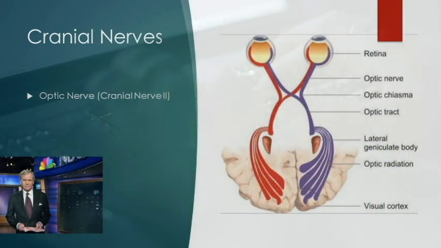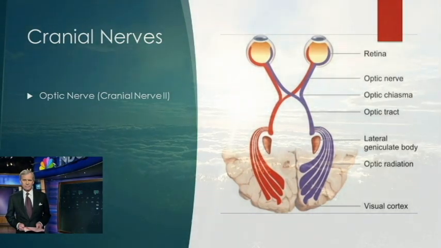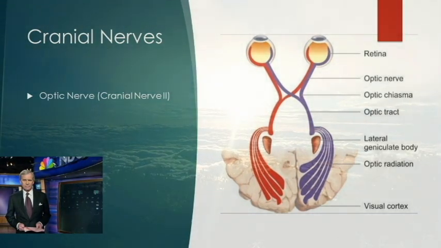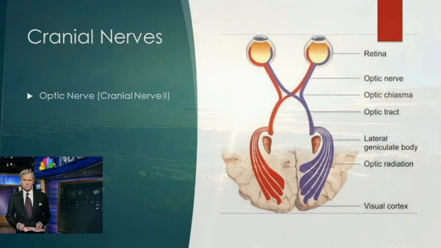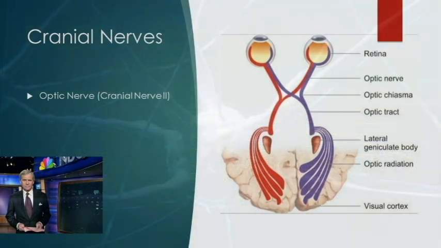Let's then take a look at the optic nerve, cranial nerve 2, as the optic nerve really takes center stage as the conduit through which we perceive the vivid tapestry of the world around us. So the optic nerve, cranial nerve 2, plays that pivotal role of visual perception.